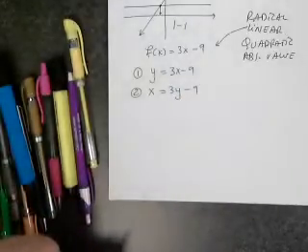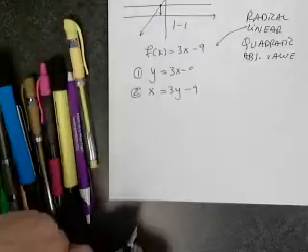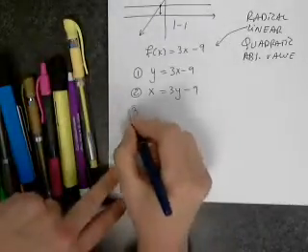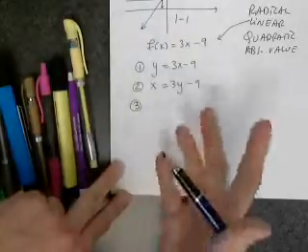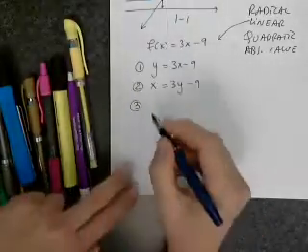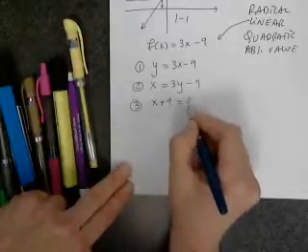Done. Where I saw x, I put y. Where I see y, I put x. Good. Step 3. Solve for y. Good. What should I do to solve for y? I need to solve this equation for y. Good. X plus 9 equals 3y.